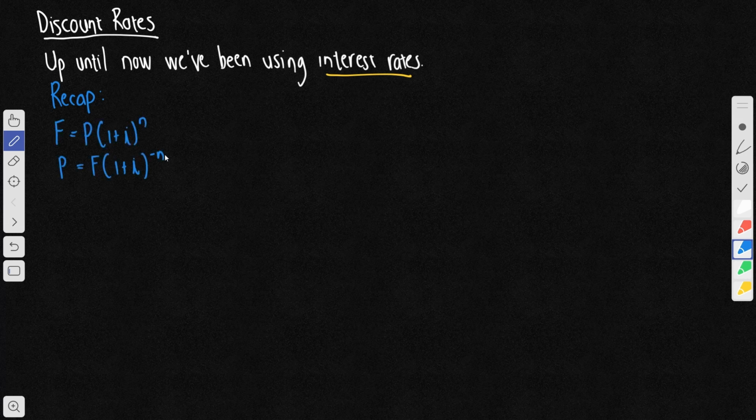When we work with interest rates, we use a positive exponent to take money forward in time, from the present into the future. When we want to work backwards from a future value to a present value, we use a negative exponent. If any of this is not crystal clear, I'd recommend that you re-watch the videos where I explain these concepts in more detail. I will post a link to the videos below.